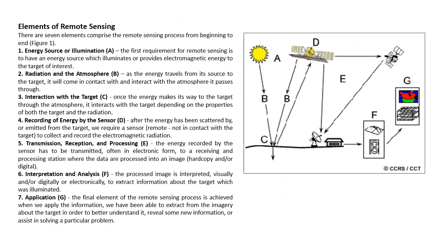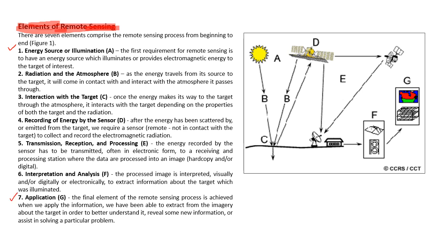And here, what are the elements which are involved in remote sensing? Here in this picture, it's very simple, and I'm sure this picture will help you to understand remote sensing better. Elements of remote sensing: what are the elements which make up remote sensing? There are seven elements. First of all, keep this figure in mind, and the figure shows how many elements? There are seven elements.